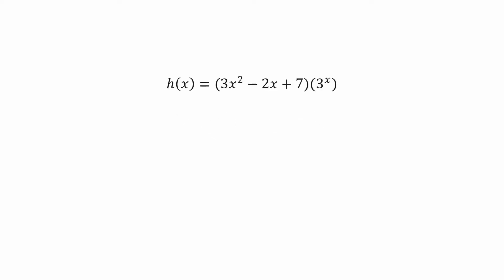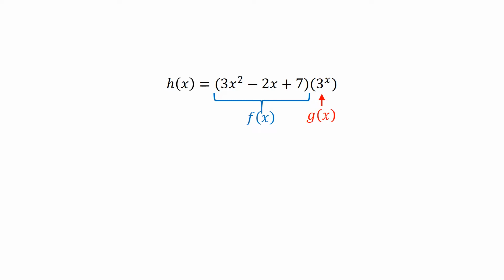Now that you've learned about when and how to use the product rule, you might be wondering why it works. h of x is the product of two other functions, f of x and g of x.